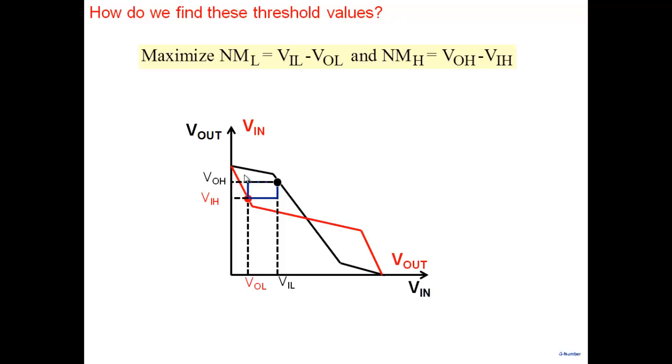Let's make a box like this here. This rectangular box here. What is this dimension here? NML. NML is what? VIL minus VOL. So this is NML, VIL minus VOL. And what is this side here? NMH. NMH here.